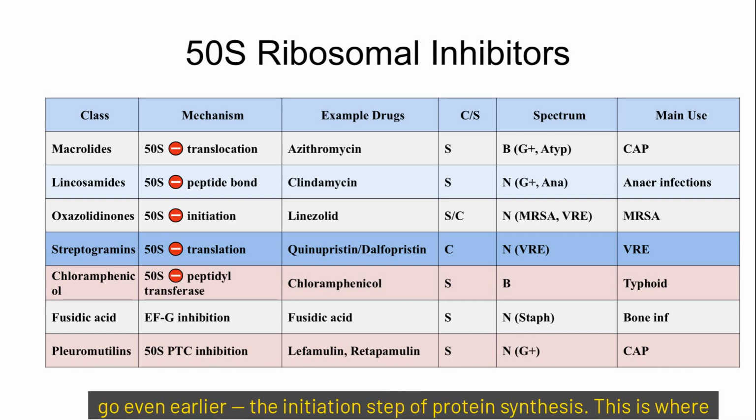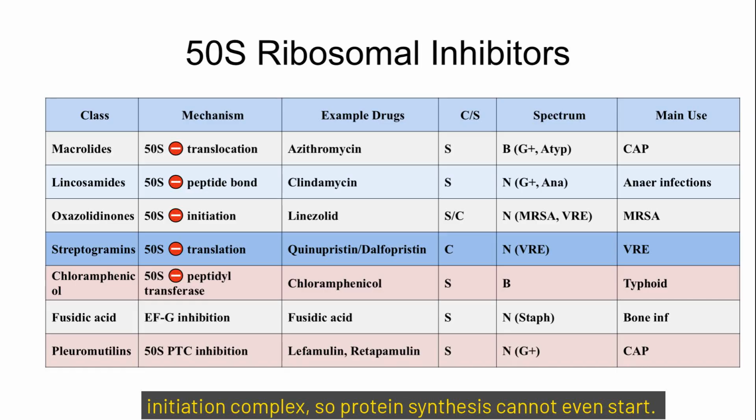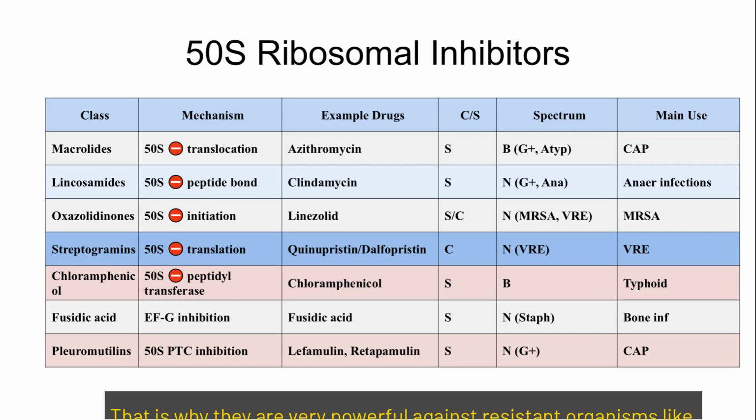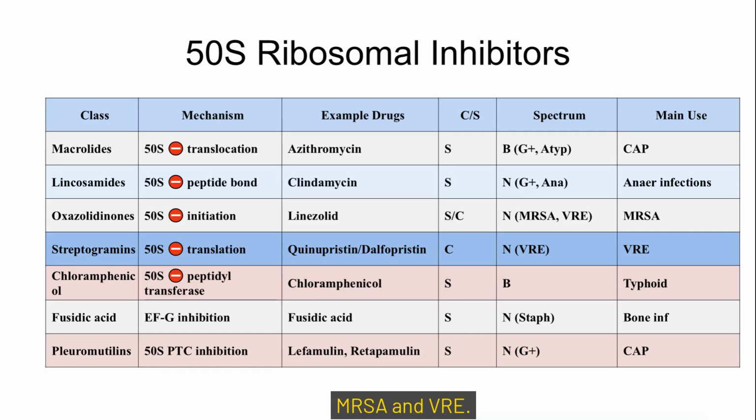Now, go even earlier, the initiation step of protein synthesis. This is where oxazolidinones, like linezolid, act. They prevent the formation of the initiation complex, so protein synthesis cannot even start. That is why they are very powerful against resistant organisms like MRSA and VRE.